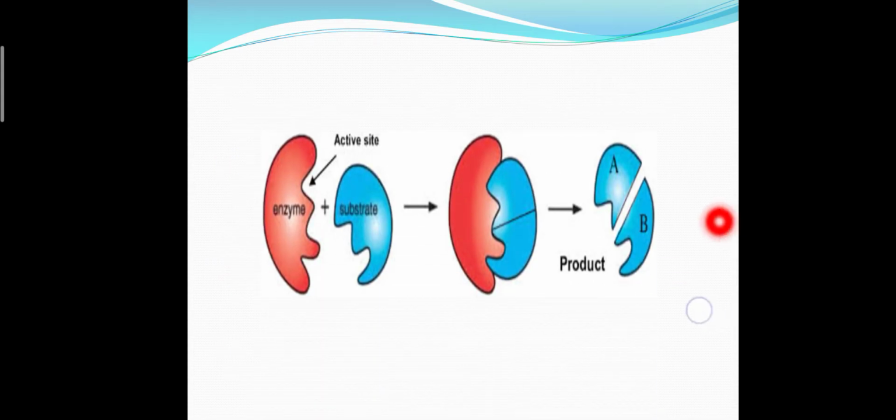In this diagram we can see an enzyme and the substrate, and this site is called the active site of the enzyme. The substrate attaches to the enzyme at its active site, a structure develops, and then this further breaks down into products. Here it is products A and B.